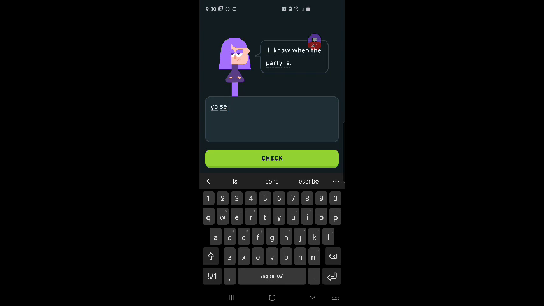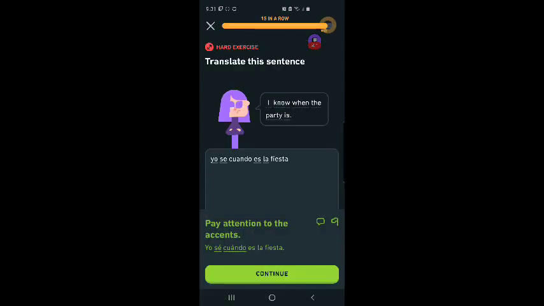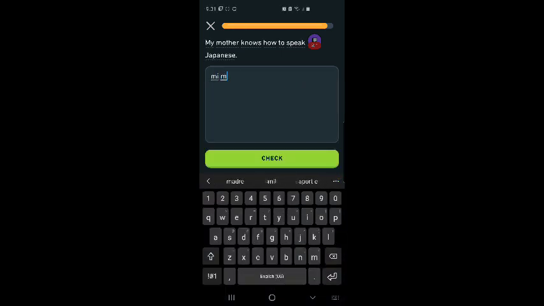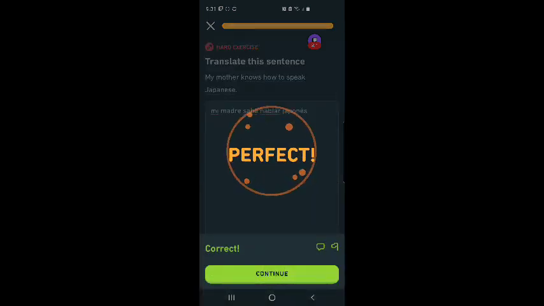I know when the party is. Cuando es la fiesta. 15 in a row. Translate the sentence. My mother, mi madre, knows, sabe, how to speak, hablar, japonés. Perfecto!